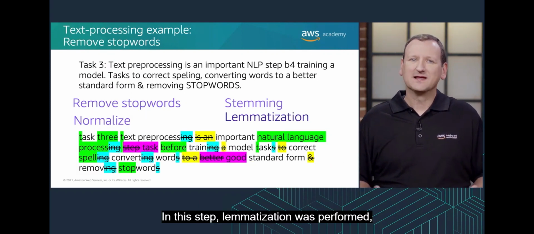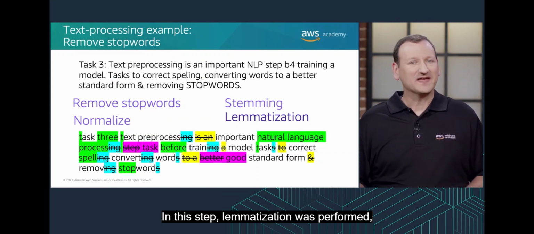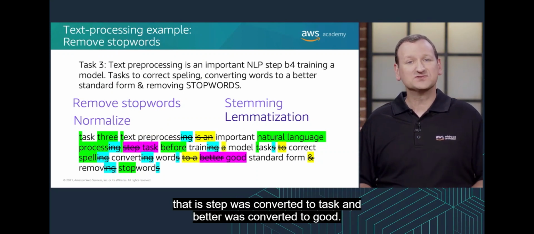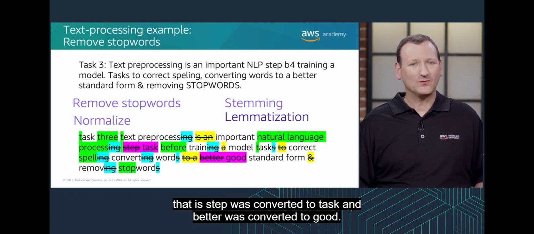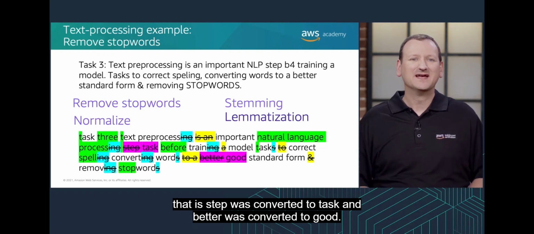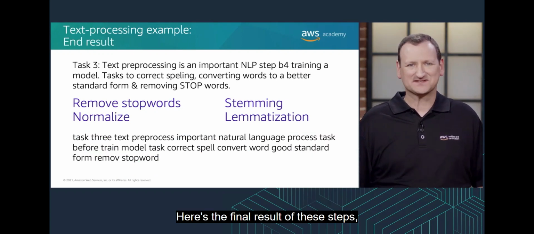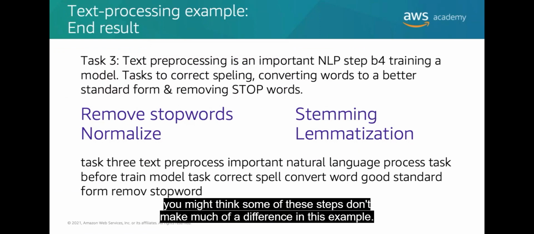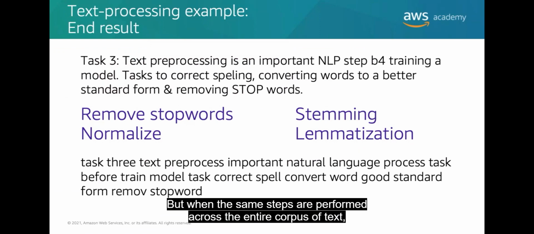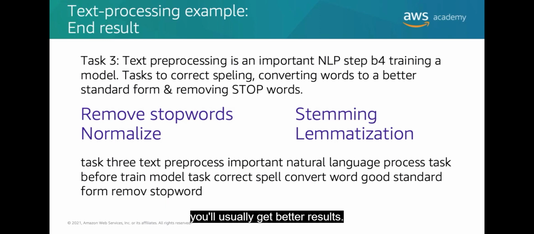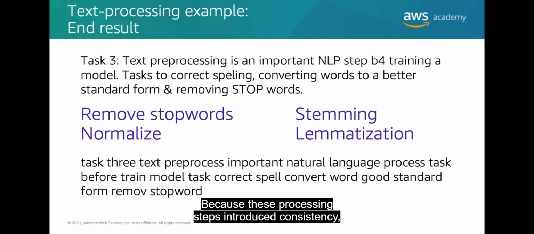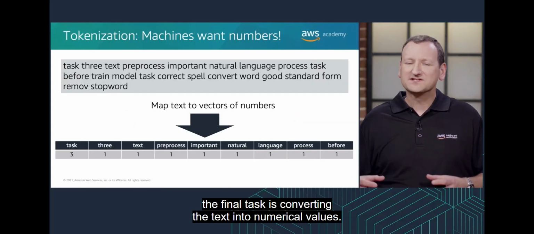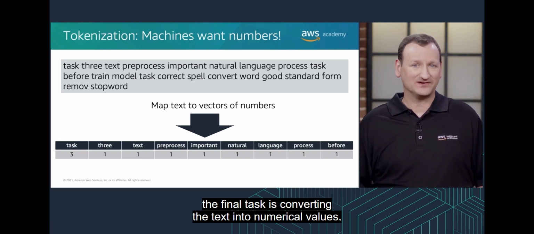In this step, lemmatization was performed. That is, step was converted to task, and better was converted to good. Here's the final result of these steps. You might think some of these steps don't make much of a difference in this example. But when the same steps are performed across the entire corpus of text, you'll usually get better results because these processing steps introduce consistency.